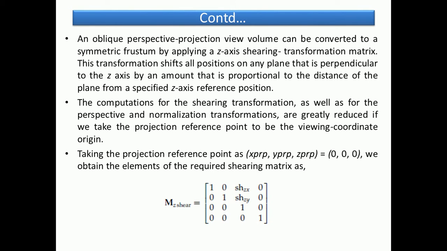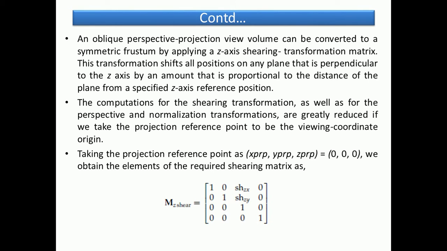And we need to shift by an amount that will move the center of the clipping window to a position xprp, yprp on the view plane. Because the frustum center line passes through the center of the clipping window, this shift will adjust the center line so that it is perpendicular to the view plane, as shown in one of the previous slides. So in this way it will adjust.